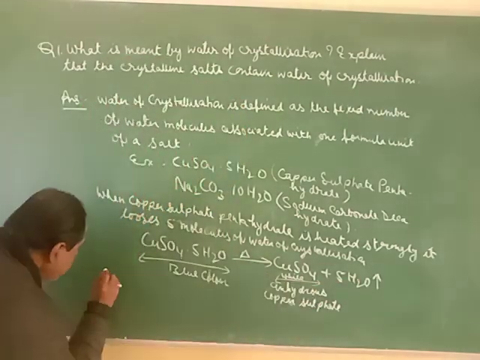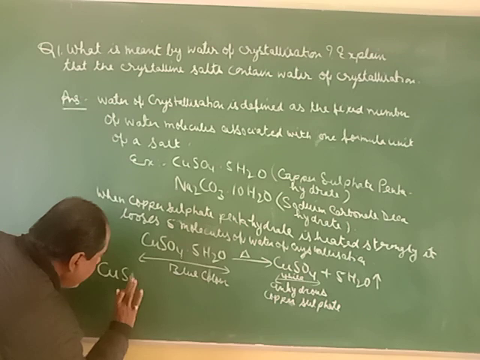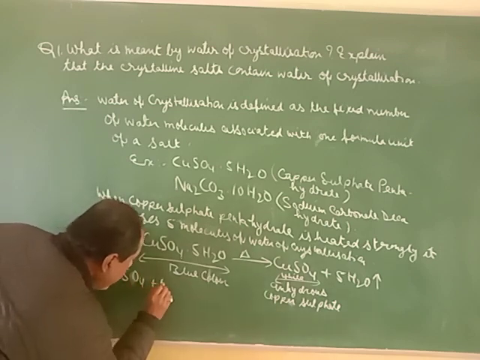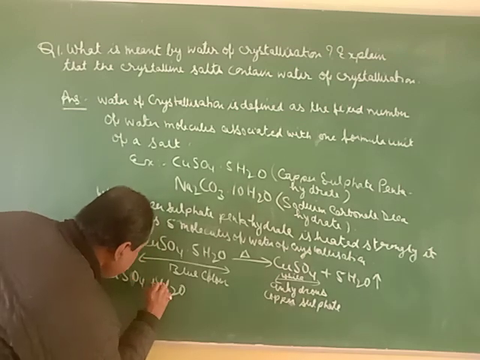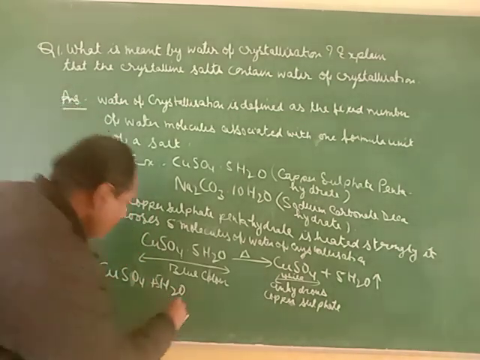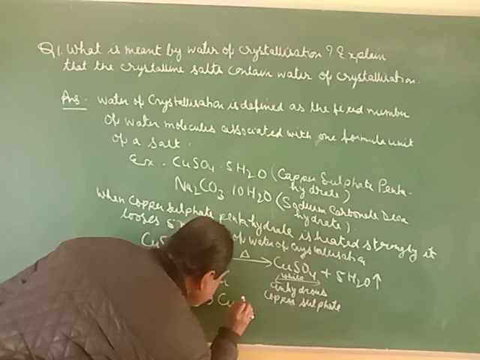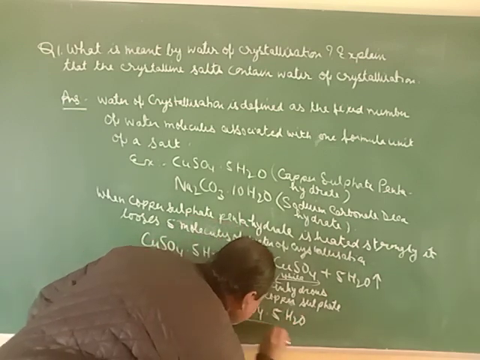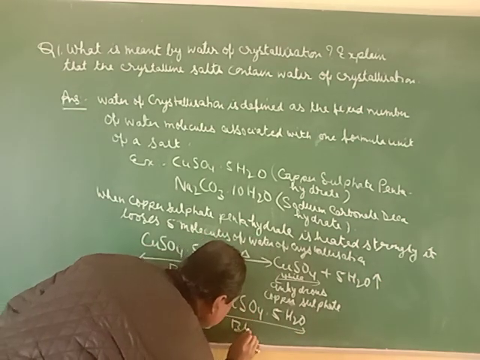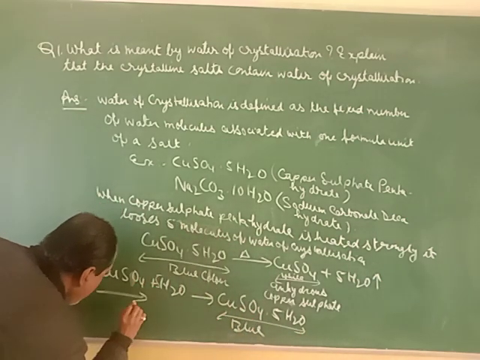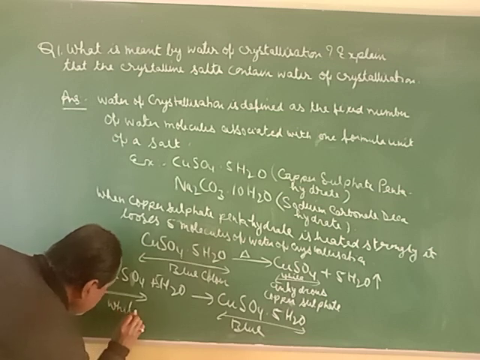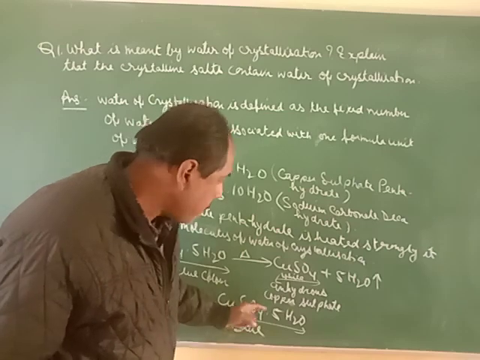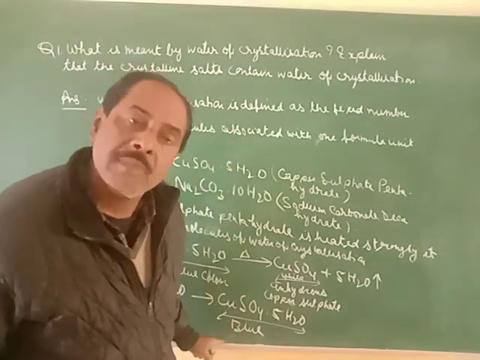Now again if I give, suppose if I am providing CuSO4 plus H2O, I am giving 5 molecules of water of crystallization to it. Now it is again turning to CuSO4.5H2O. Again the color changes to blue. This was your white color. Again gets changed to copper sulfate pentahydrate, that is blue color.